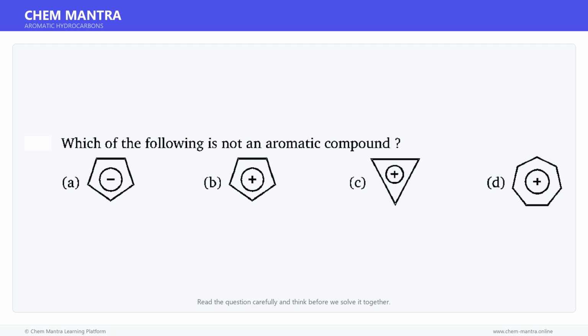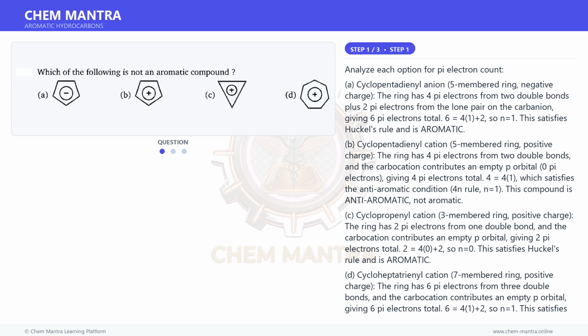Here is a question. Read it carefully and think about the answer. Let us solve it step by step. Let us begin solving this step by step. Analyze each option for pi electron count.